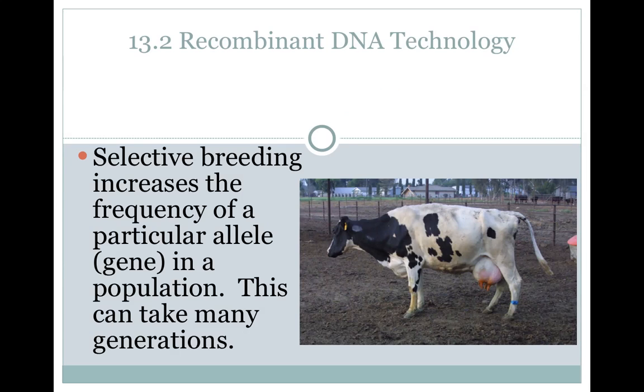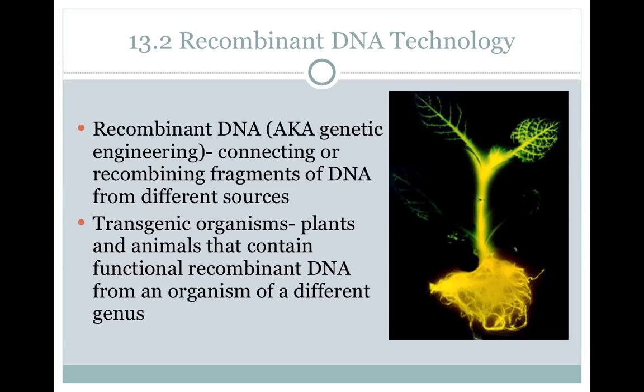Remember, recombinant DNA technology is actually one of our vocabulary words, and it is the same as genetic engineering. One thing that we can do with recombinant DNA technology is selective breeding. What this does is increase the frequency of certain genes in a population. This can take many generations, but it can allow certain organisms to have certain traits that we find desirable.